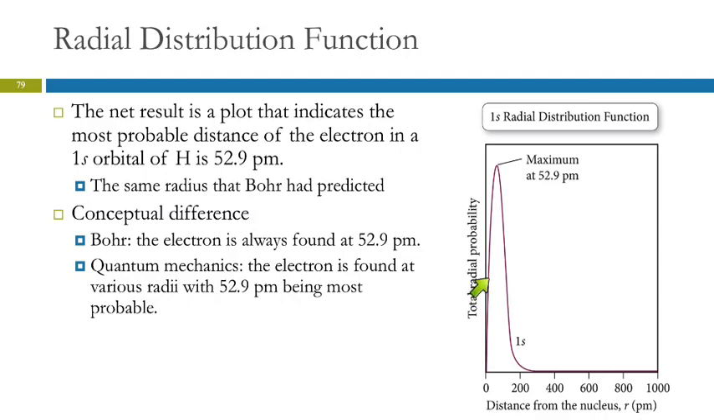This graph is just for the hydrogen atom. For other atoms and for other electrons, this would be the 1s electron for a hydrogen atom, that maximum would be different. It would be a different distance.